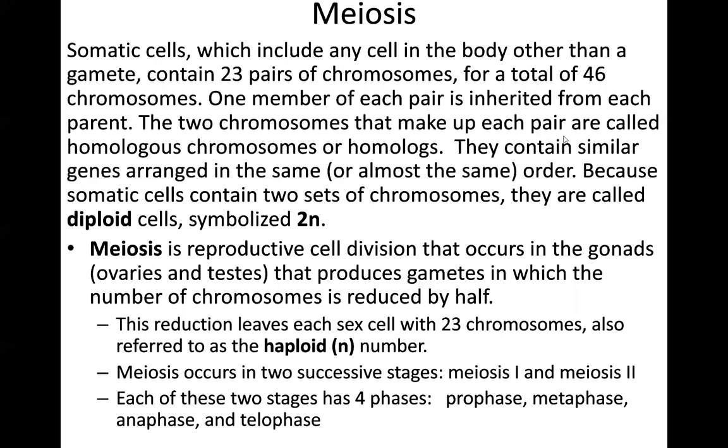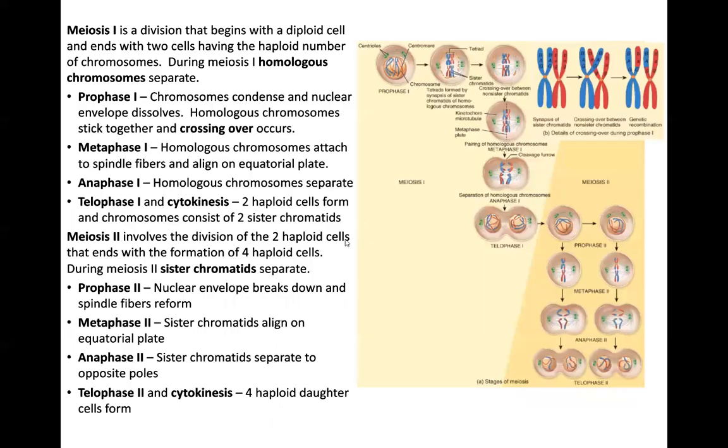And to get to this point, we have to perform 2 successful stages of meiosis, meiosis 1 and meiosis 2. Each of those stages has 4 phases: prophase, metaphase, anaphase, telophase. So typically what you're going to see is prophase 1, metaphase 1, anaphase 1, telophase 1, which goes from 1 cell to 2 cells. And then those 2 cells split, and that's what we call prophase 2, metaphase 2, anaphase 2, telophase 2. So let's talk about those here on this page.